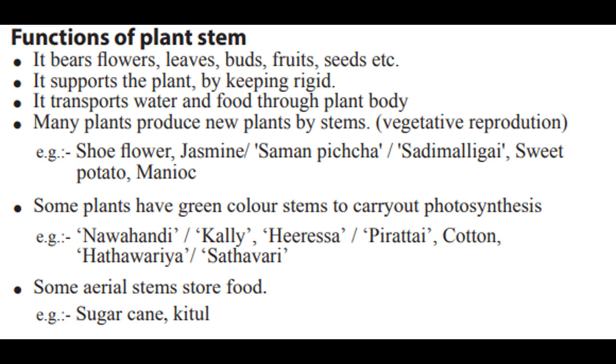Now, at the same time, you all know that during photosynthesis, plant leaves produce food. That food also should be taken to the other parts of the plant. So that is also done through the plant stem. Understand? The main part where photosynthesis takes place is the plant leaves. So leaves produce food, and food is transported to the other parts through the stem. So transporting food and water is also one main function done by the plant stem. Understand? We will write that as well.